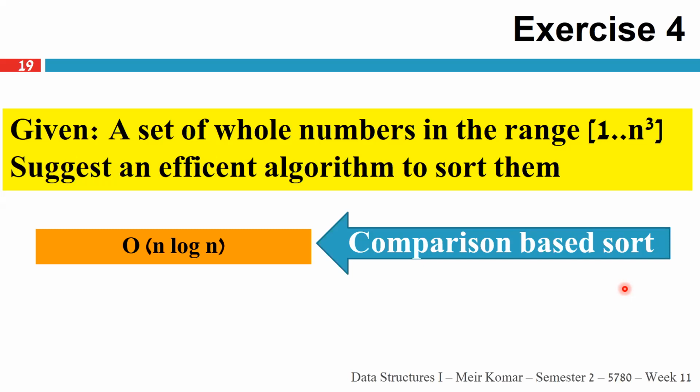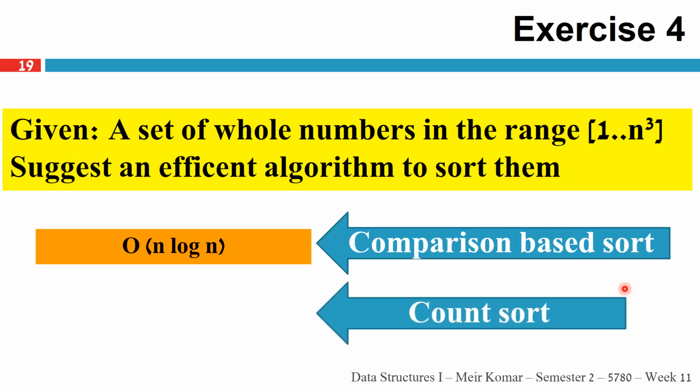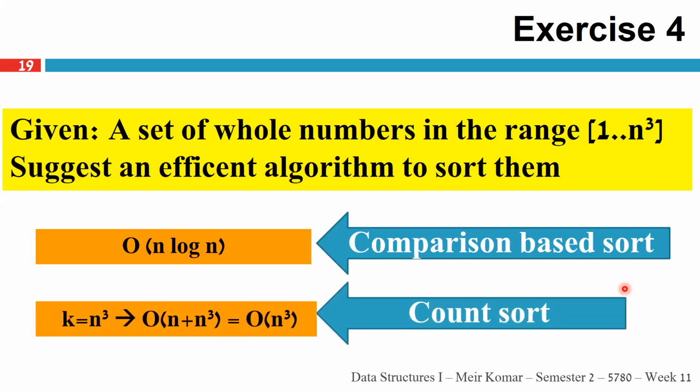O of n plus k, but k is really big. So counting sort is going to cost me O of n cubed. Why? What was counting sort? It's n plus k. The k here is n cubed. So n plus n cubed is n cubed. So counting sort is even worse. That's not good at all.